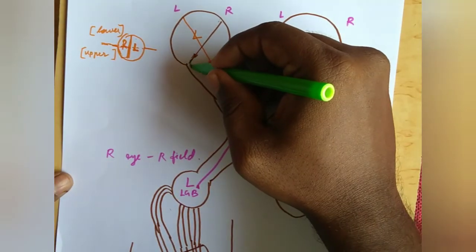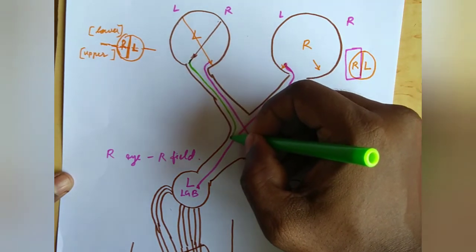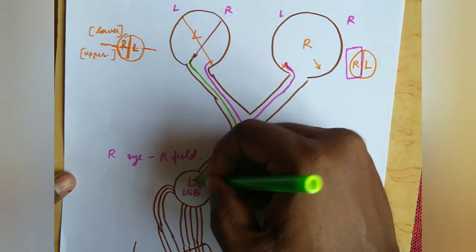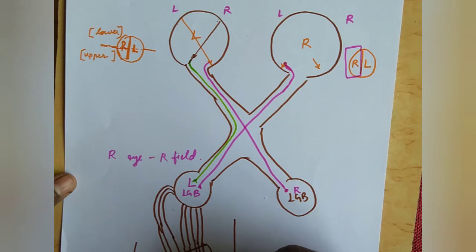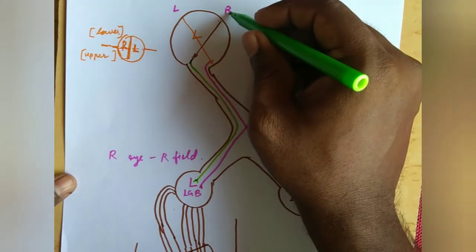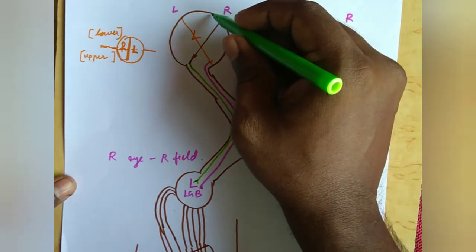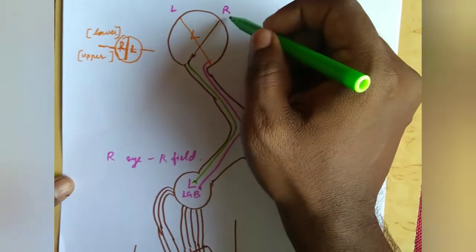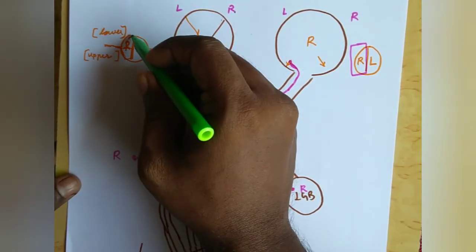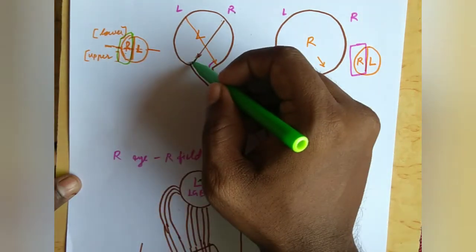Now the temporal fibers will not be crossing, so they will be going towards the same side lateral geniculate body. As you see, these temporal fibers are actually carrying the right-sided visual field of the left eye. You know, so the left eye's right-sided visual field. That is because of the side of the retina.